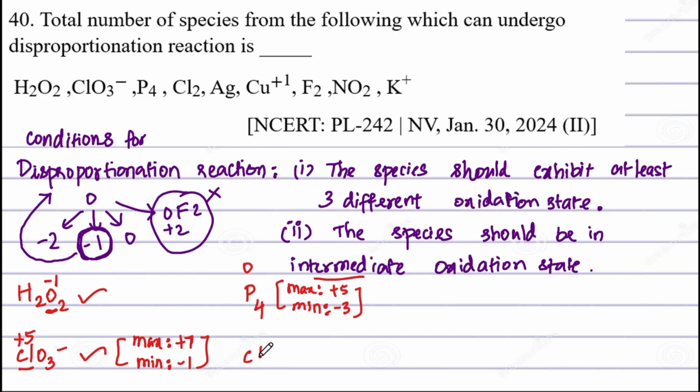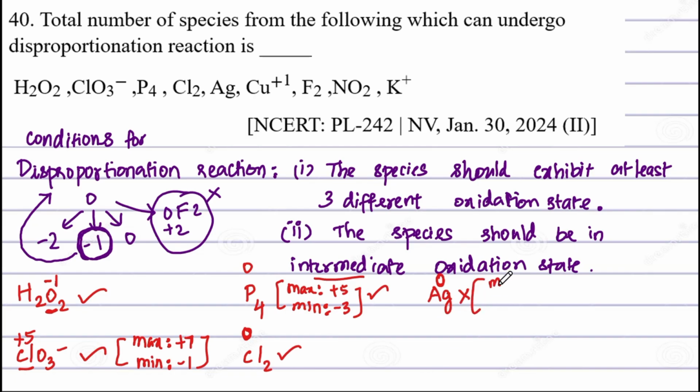Then the next one is Cl2, where chlorine is having the elemental oxidation state of 0. So already I wrote that chlorine shows a maximum oxidation state of +7 and minimum oxidation state of -1. So it is in between. So Cl2 also undergoes disproportionation reaction. Then silver. Silver does not undergo disproportionation reaction, because in elemental state already the minimum oxidation state of 0 is exhibited by silver.